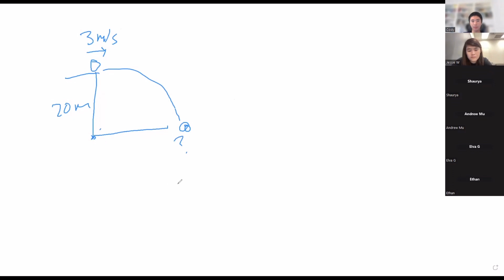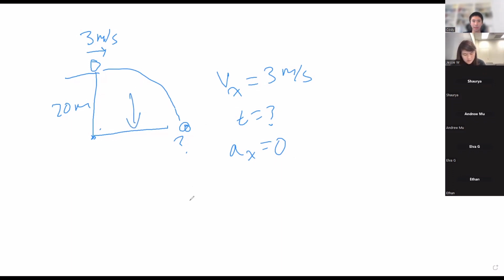So first, we can't find the answer in one step because we don't know how long it's in the air for, right? We know the initial velocity is 3 meters per second, and we don't know time. And acceleration in the x direction is always 0 in terms of free fall, because gravity is always downwards, always trying to bring you down. So you would split this into 2 parts. First you would find the time.